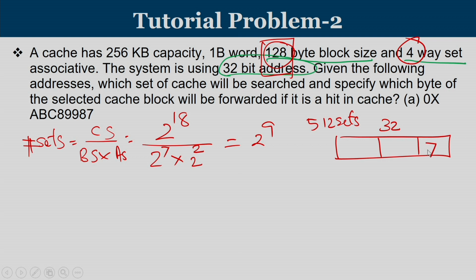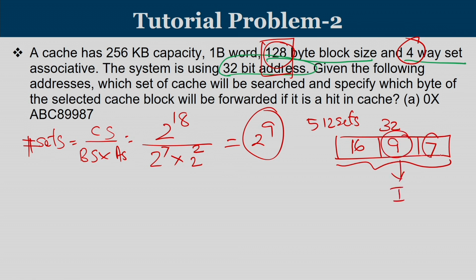So, 7 bits are used for offset. Since I have 2 power 9 sets, 9 bits are used for the indexing. So, 9 plus 7 is totally 16. So, the remaining bits make up the tag. So, this is your index bit and this is the offset bit.